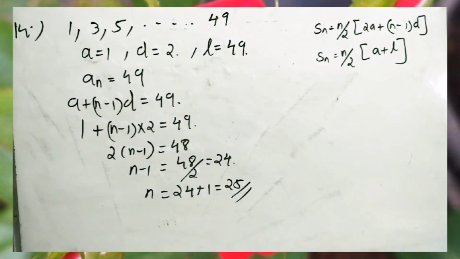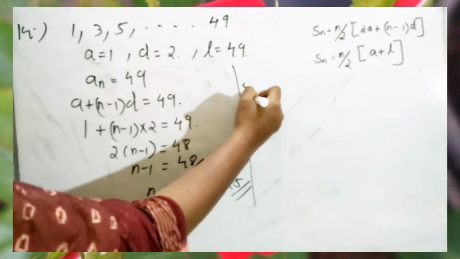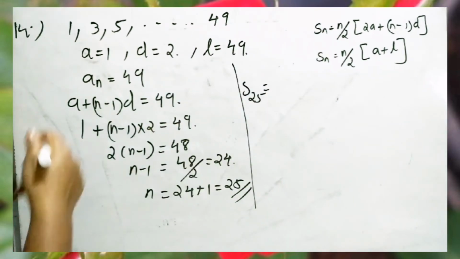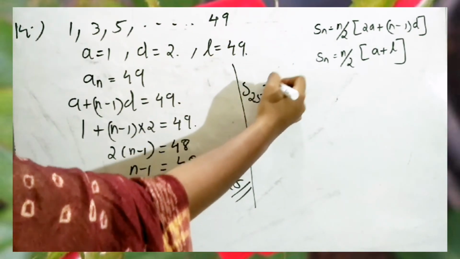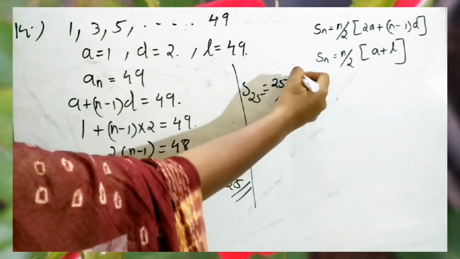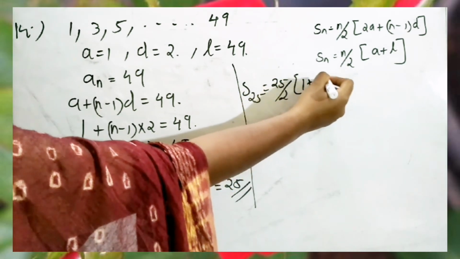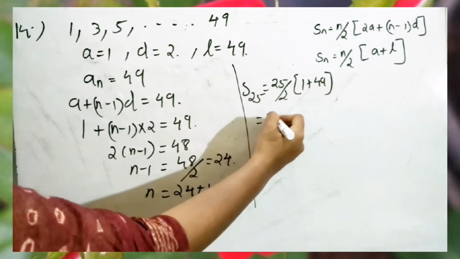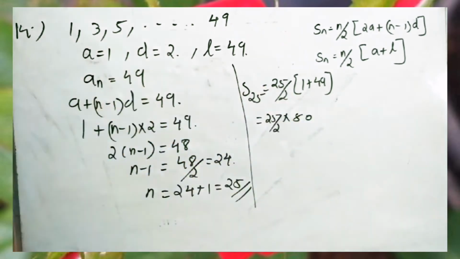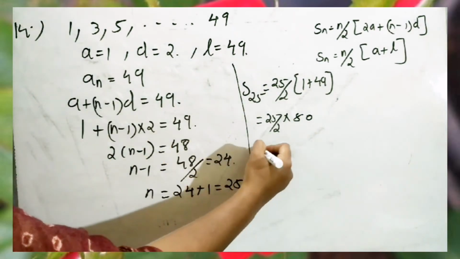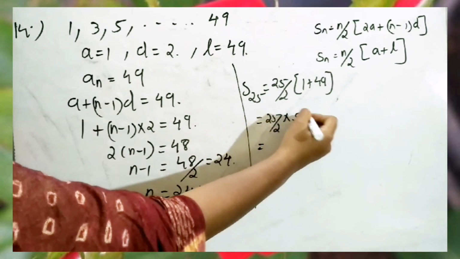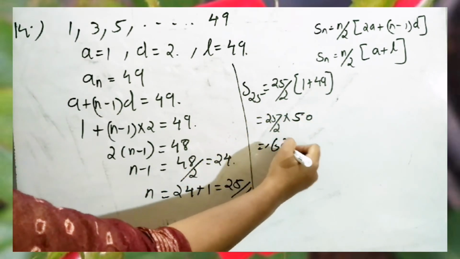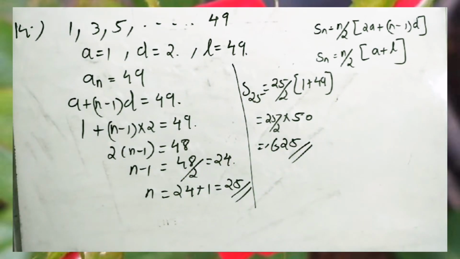Actually, we need to find out the sum of first 25 terms of this AP. So S25 is equal to, we can use the second formula because first term and last term we know. So 25 by 2 into (1 plus 49). That is equal to 25 by 2 into 50, which is equal to 625. Therefore, the sum of the odd numbers between 0 and 50 is equal to 625.